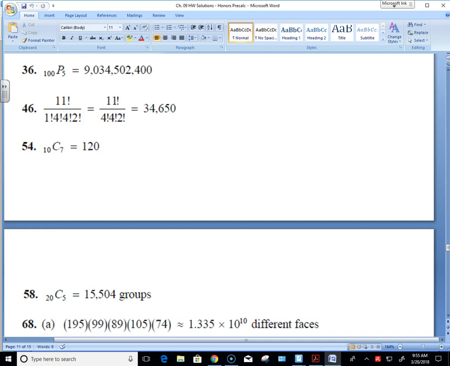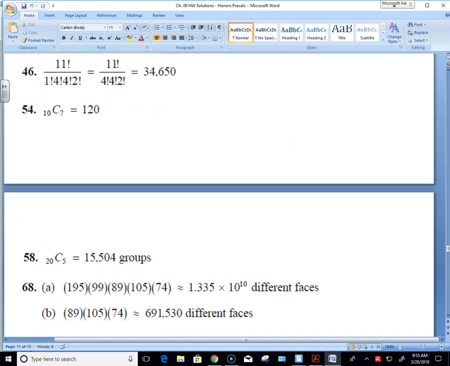Number 46, you guys can even tell just by looking at it, it was a repeat one, right? Was that the Mississippi one? Yeah. Keyword in number 58 is groups. The order didn't matter. Keyword in number 58 was groups.